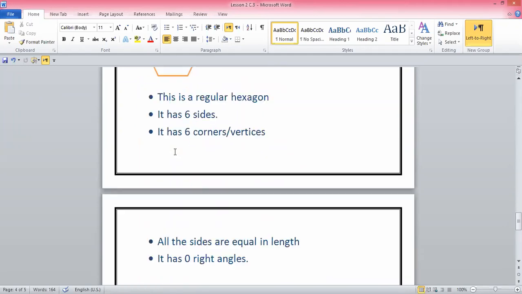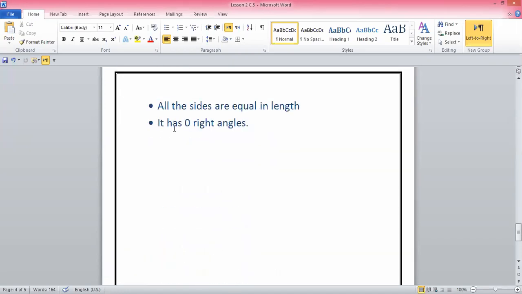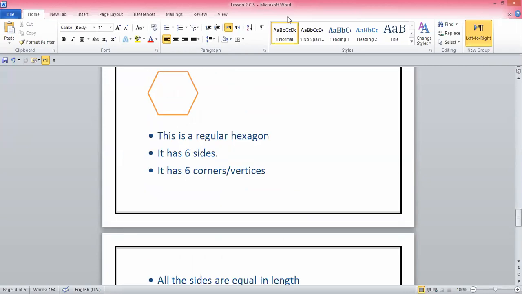And there is no right angle. This, you can see, is bent towards left. This is bent towards right. This is also in a slope form, not straight. And the only 2 horizontal lines there are not meeting with any straight vertical line. So this was the regular hexagon.